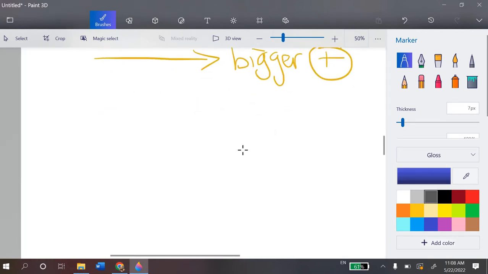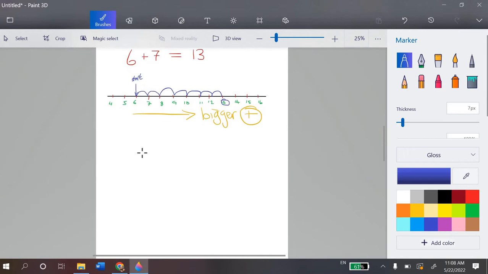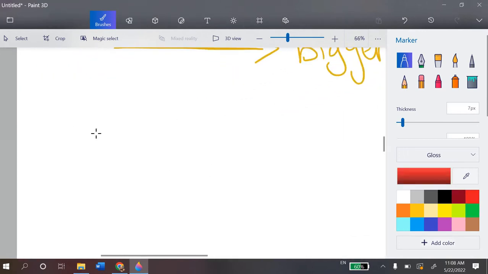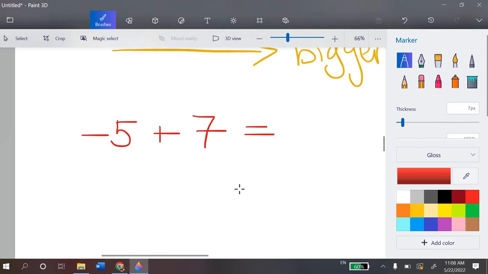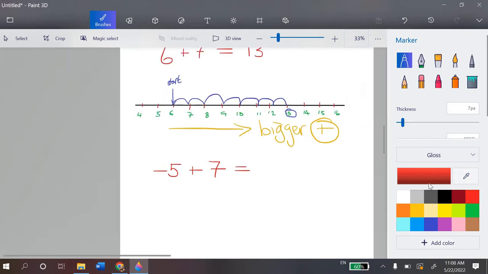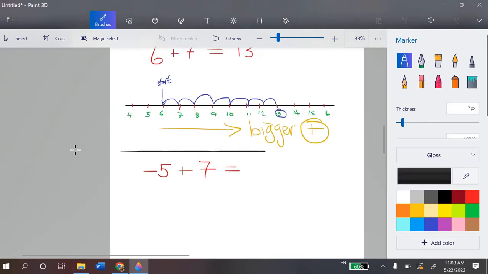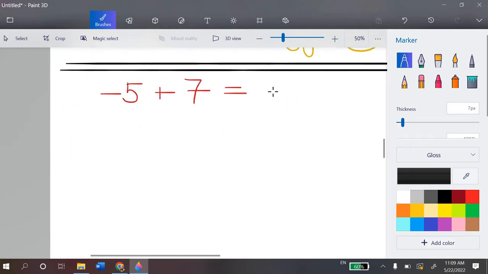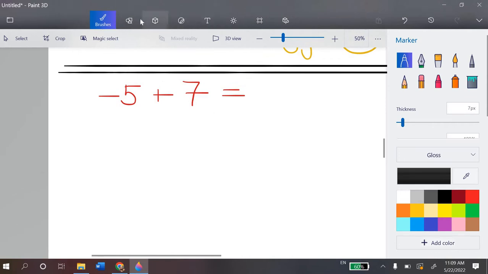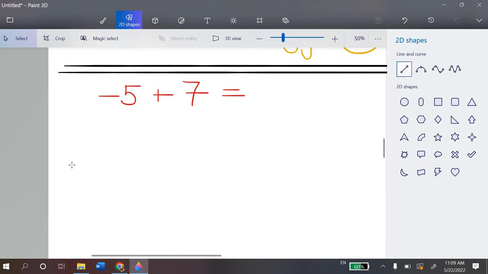Next question, let's start with a negative number. We're going to have negative 5 plus 7. Negative 5 plus 7 equals. Does anybody know what this is equal to? Anybody from the top of their head? No? Well, let's use the number line to find it.